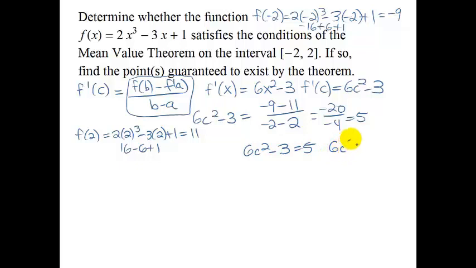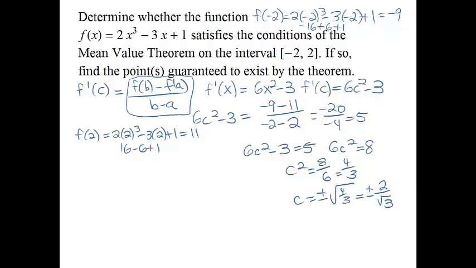So 6c squared equals 8. And c squared equals 8/6, which is 4/3. So c is going to be plus or minus square root of 4/3, which is plus or minus 2 over square root 3. And there actually is no reason to have to rationalize in calculus unless for some reason they told you they needed you to.